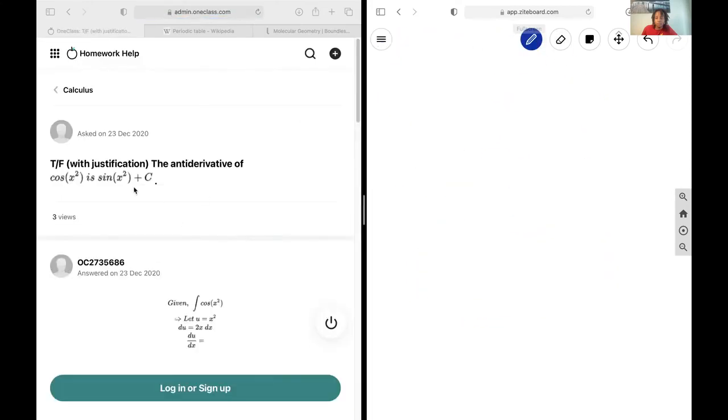For our next question, we'd like to prove whether this is true or false. Is the antiderivative of cos x squared sine x squared plus c? To begin, we're going to need to find the antiderivative of cos x squared. So we're going to integrate cos x squared without bounds over dx.